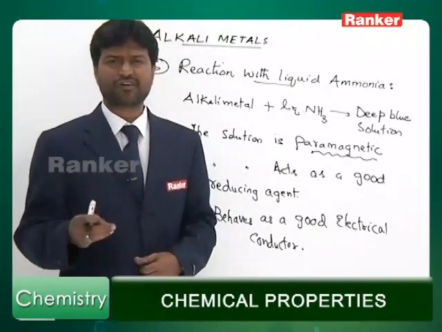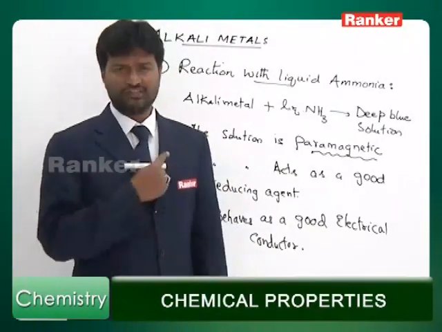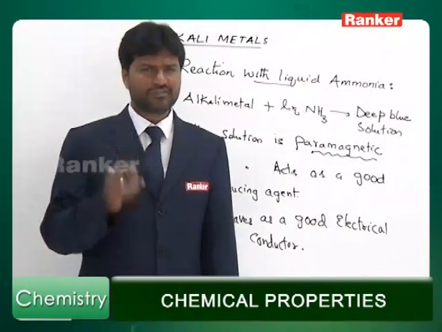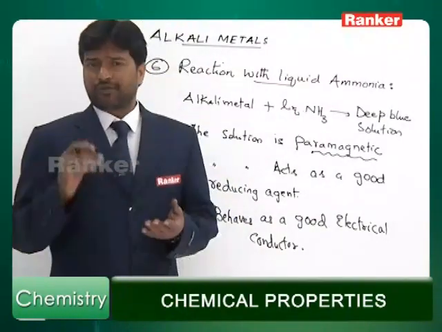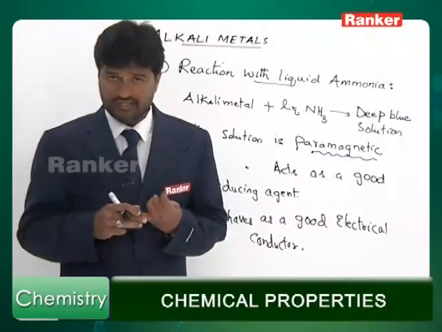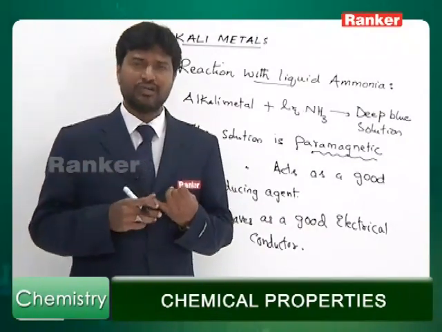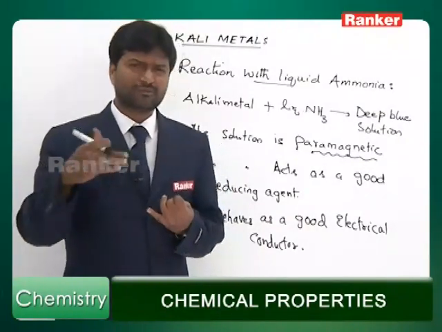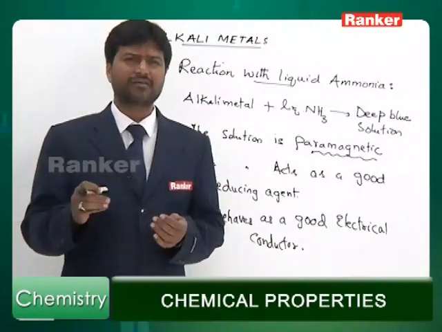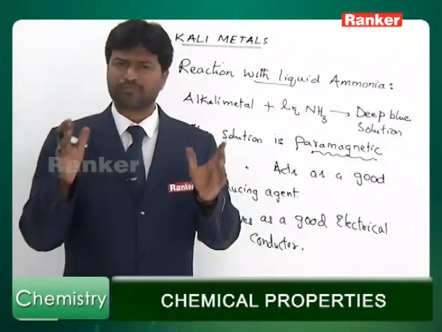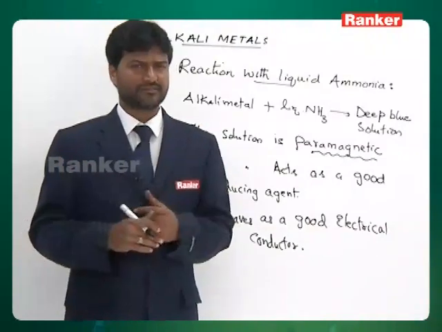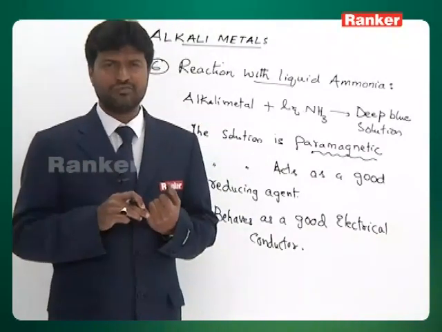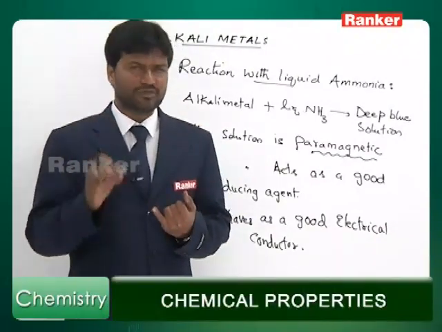So, these properties, color, reducing nature and conductivity, even paramagnetic nature, are attributed to the presence of what are called solvated electrons. I will show you with the help of an equation. So, please remember the properties of this solution. This solution is blue colored. That is the first thing you need to know. Alkali metal, whether it is lithium, sodium, potassium, rubidium or cesium, when dissolved in liquid ammonia, is going to produce a deep blue colored solution.